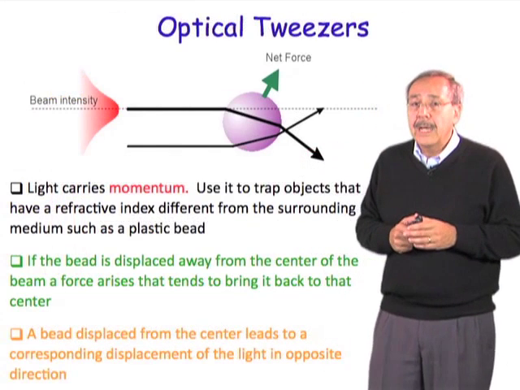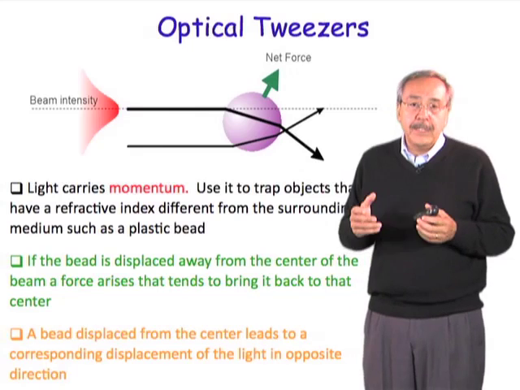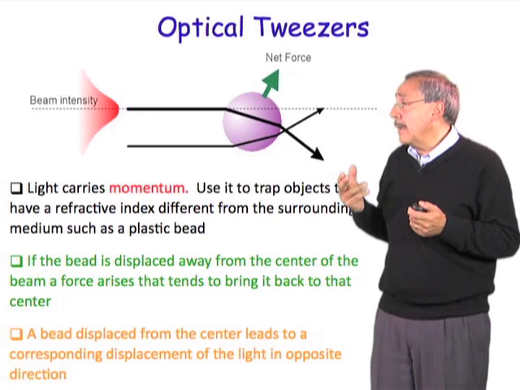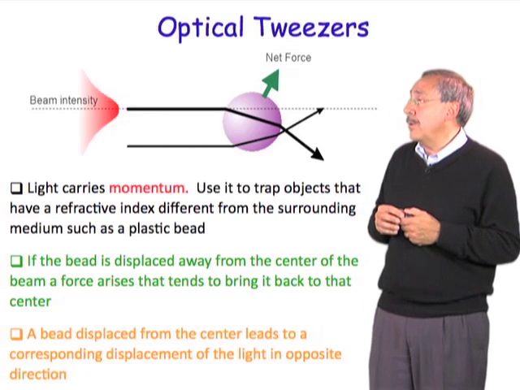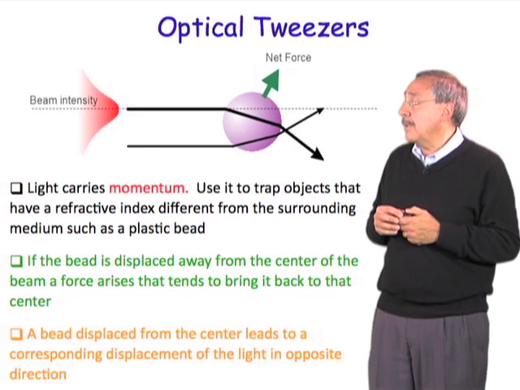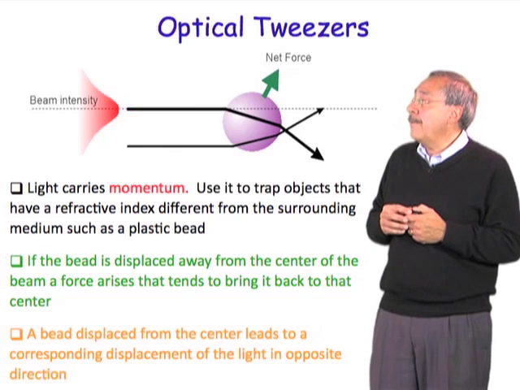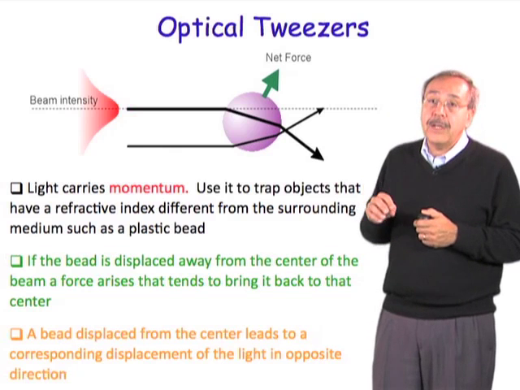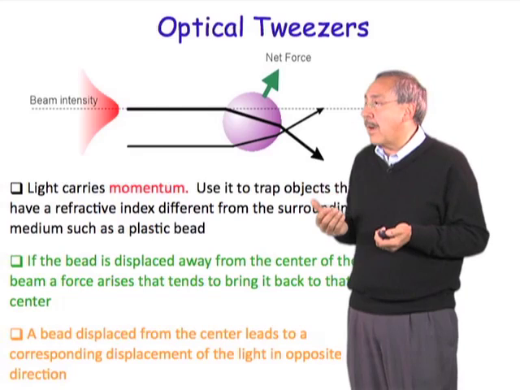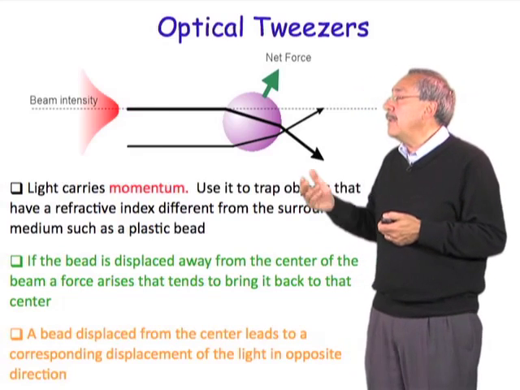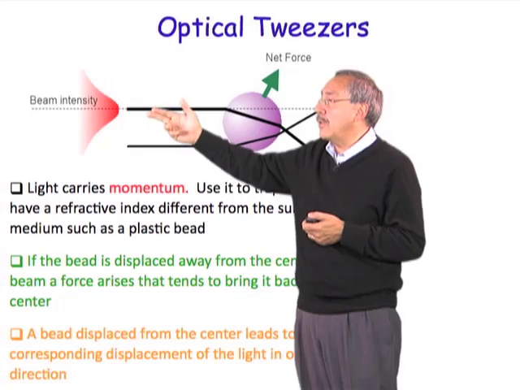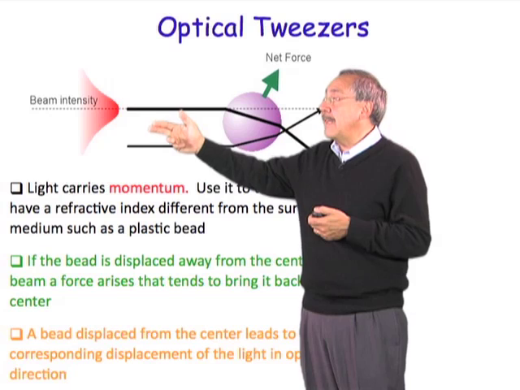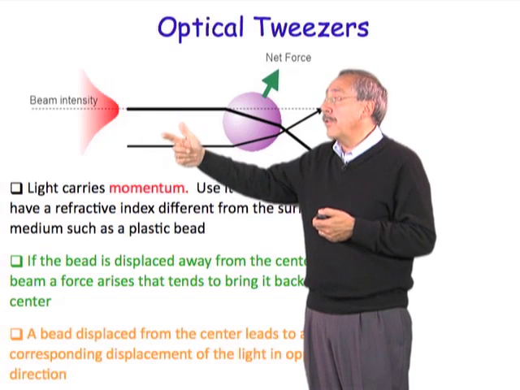Optical tweezers were invented in 1970, and they are the result of an observation made by Arthur Ashkin many years ago, where he found that because light carries momentum, it has the ability to trap objects that have a different index of refraction than the surrounding medium. And so you have a beam intensity, as shown here, that is typically Gaussian for a laser. So the light is more intense at the center than it is at the periphery of the beam.